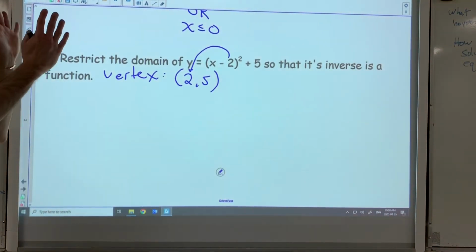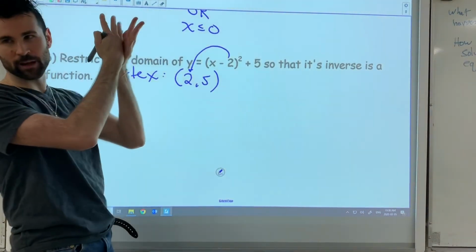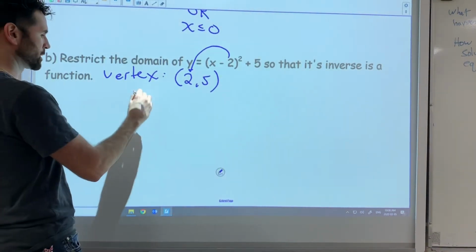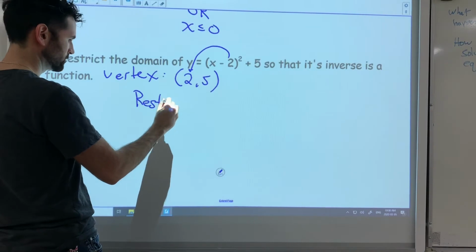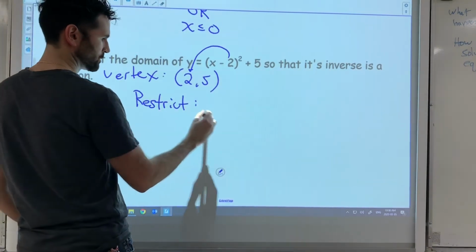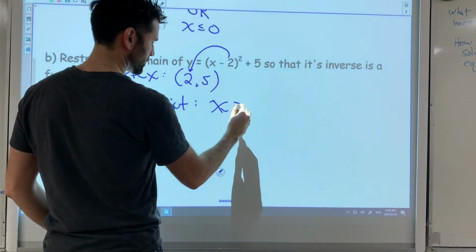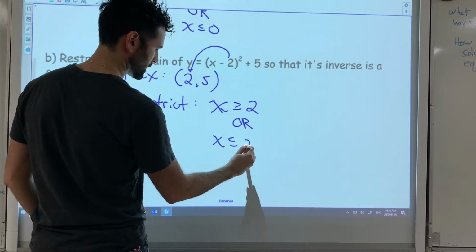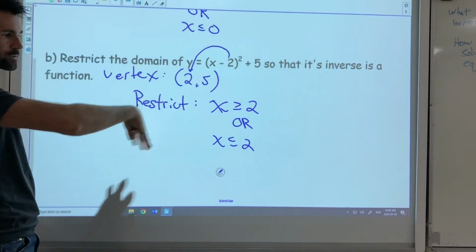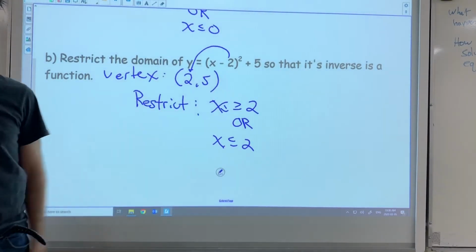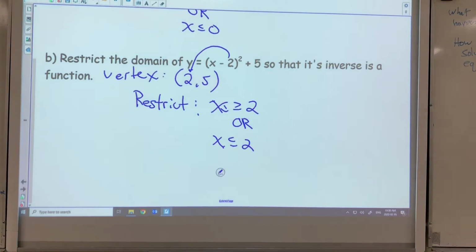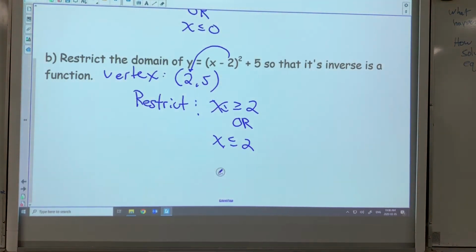And half the time they give you the graph. They'll be like, here's f of x, so you can see the vertex, okay? So how would we restrict it? We would say that x would have to be greater than or equal to 2, or that's it. It's just that easy. To the right or to the left. Done. Okay? Good. I'm not a huge fan of that topic, but whatever.